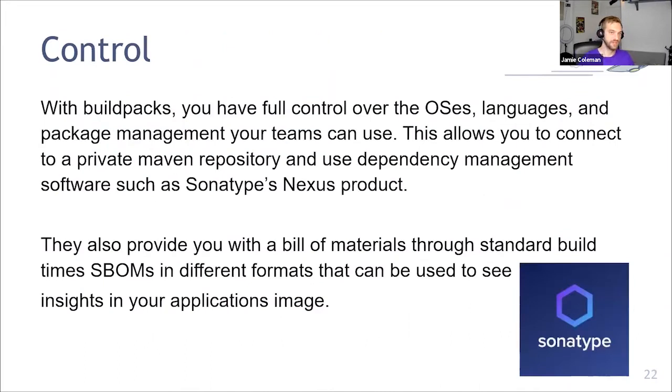So, control. With build packs, you basically have full control over the operating systems, languages, and the package management your teams can use. This allows you to connect to, for example, a private Maven repository and use dependency management software such as Sonatype's Nexus products. And this basically will scan through your dependencies and make sure they are secure, because nowadays we use a lot of different open source software around the world. And it's very easy to forget that all these dependencies we're using might have vulnerabilities in them.